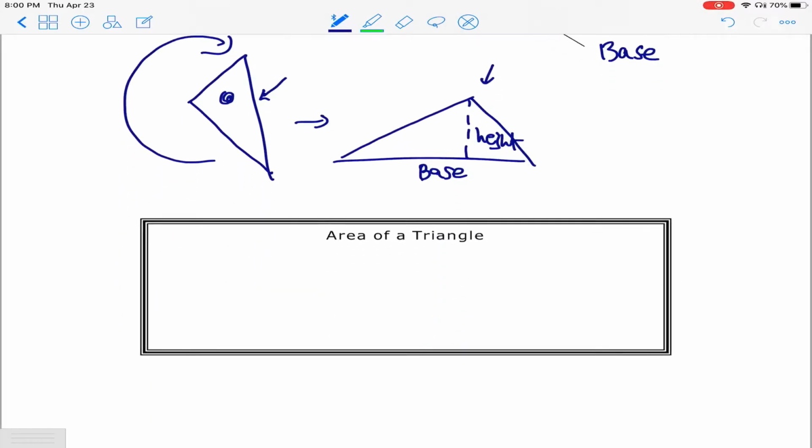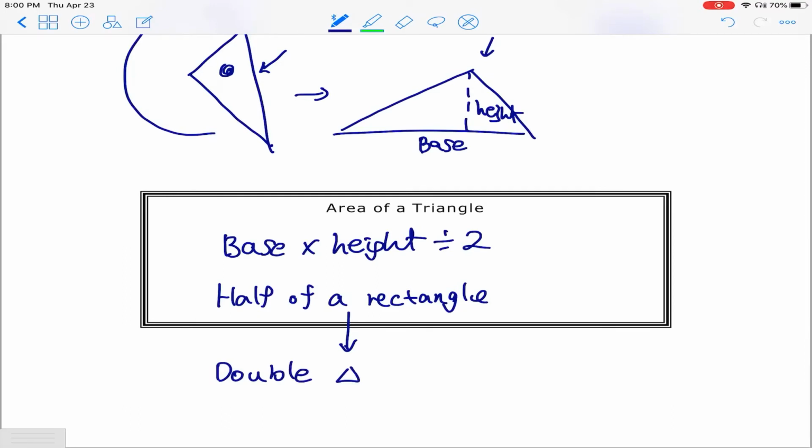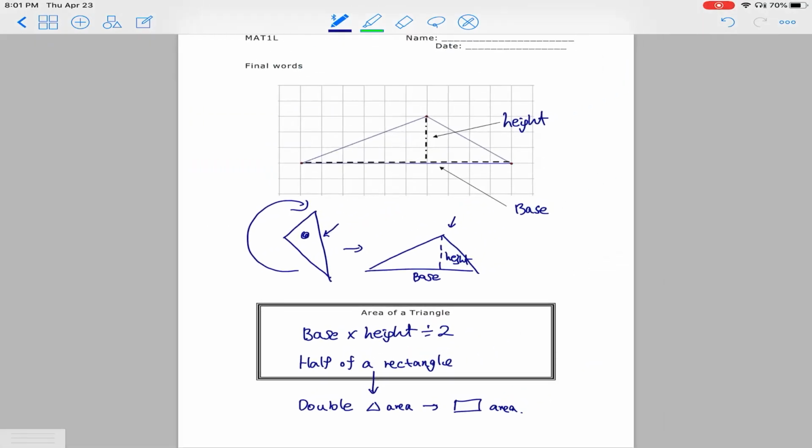Okay? So the area of a triangle is always base times height divided by 2. And that will give you the answer for the area. And remember, that is also half of a rectangle. And this actually means if you double your triangle's area, then it will give you the rectangle area. Okay? And as long as you remember that, it should be okay.